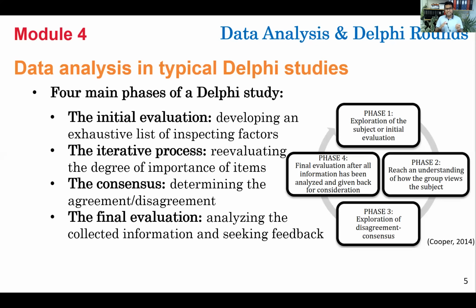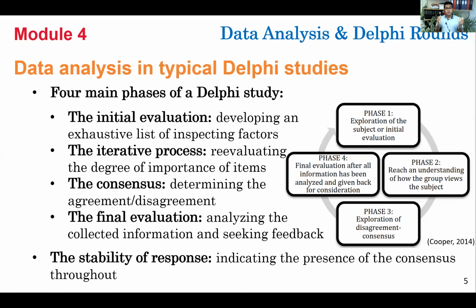Although not listed as a phase in data analysis, understanding the stability of response is important because it can indicate whether consensus was present throughout and whether it was developed or changed between rounds.